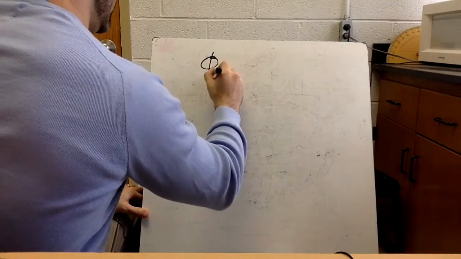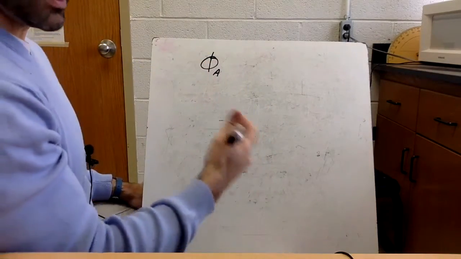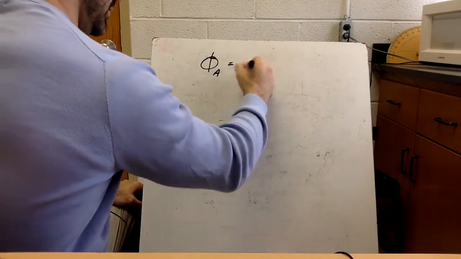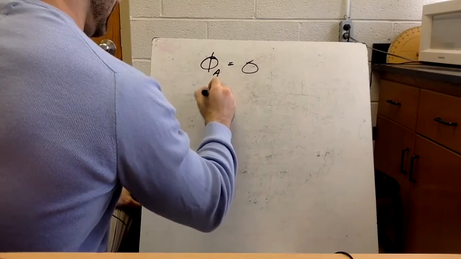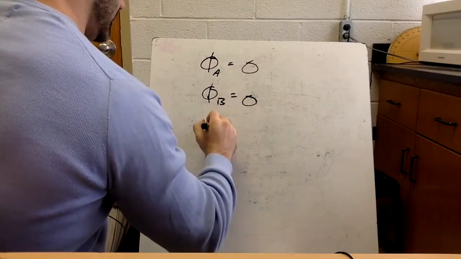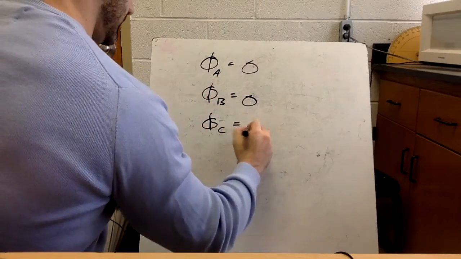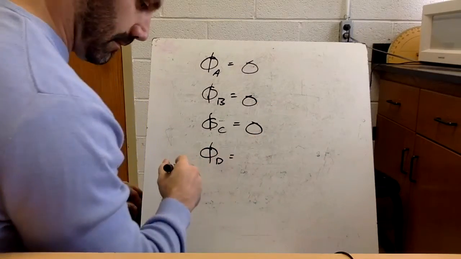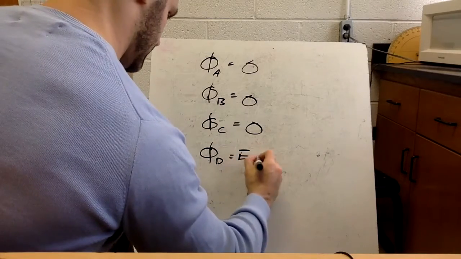So phi of A. Phi is what we use for flux. It's a capital phi, if that makes a difference to you. That's going to be 0. Phi of B is 0, and phi of C is 0. Phi of D then is E dot A.